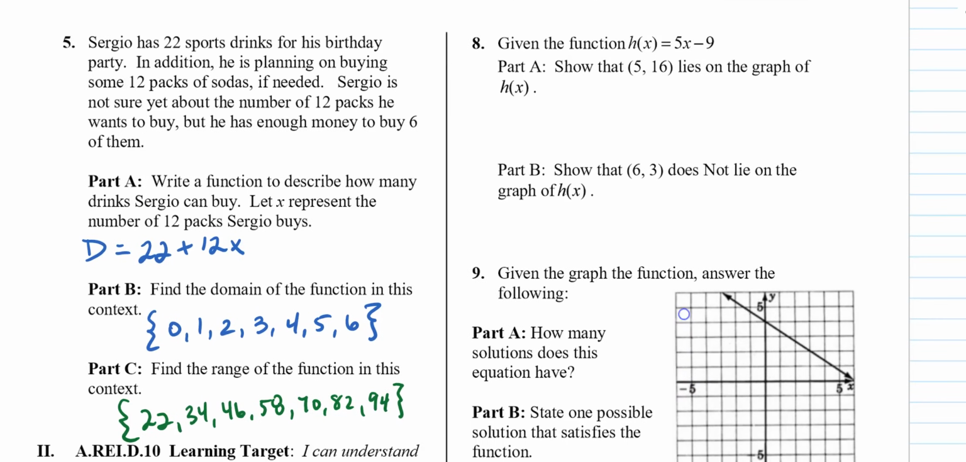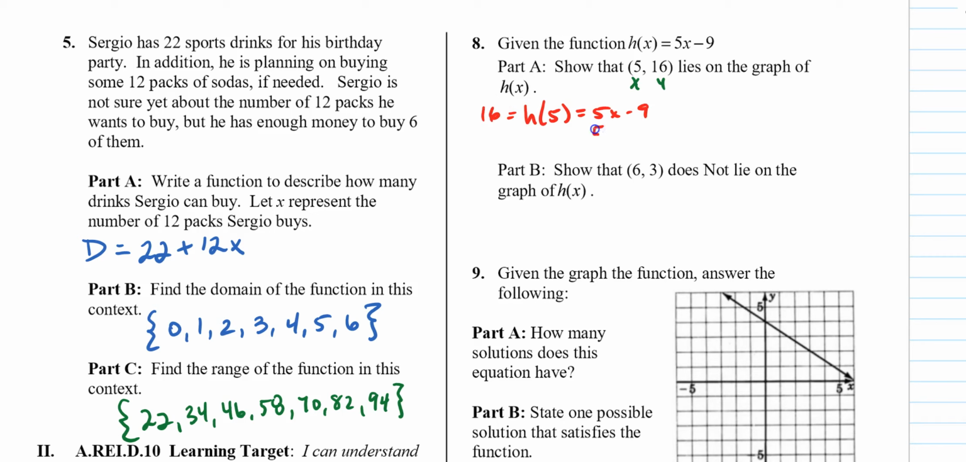Number 8. The function h of x equals 5x minus 9. Show that (5, 16) lies on the graph. So if that's (5, 16), it's x and y. All I have to do is show that when I plug those in, I get what I'm supposed to get. So h of 5 equals 5x minus 9, and that should equal 16 if we do our math right.